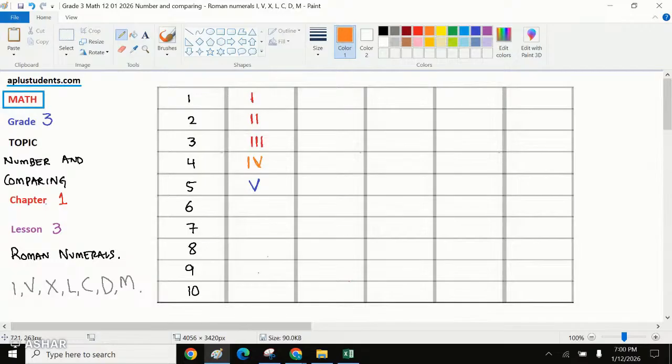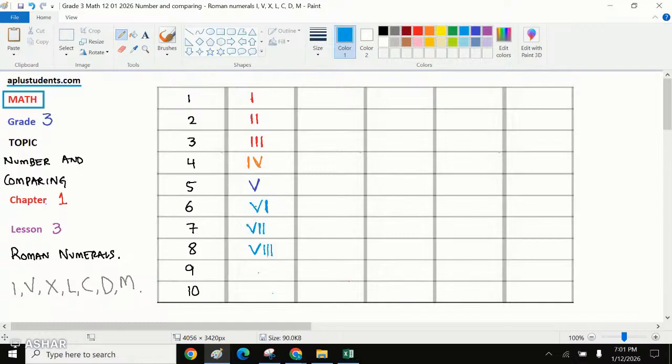In the next one we have 6. 6 would mean V1, that means 5 plus 1. 7 would be written as V1 and 1: 5, 6, 7. And 8 can be written as V with 3 ones: 5, 6, 7, 8.